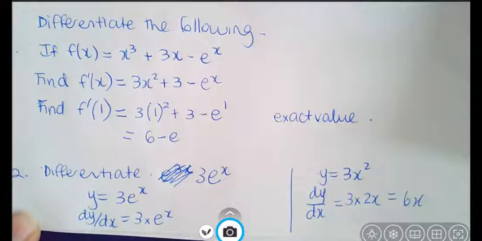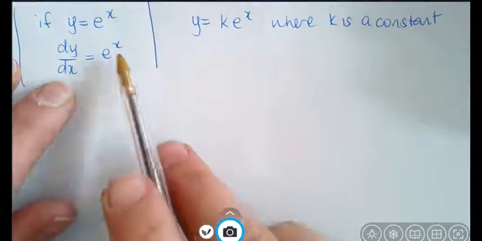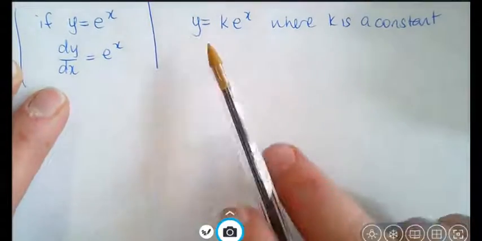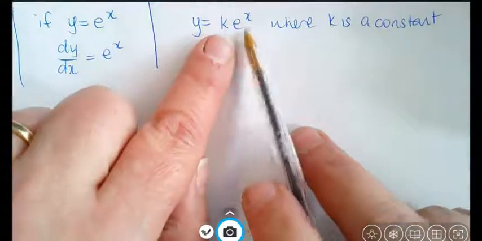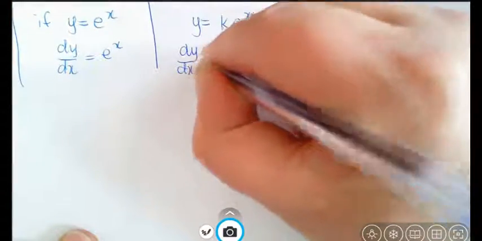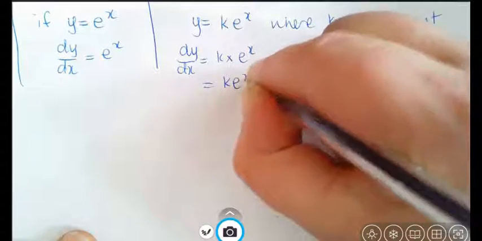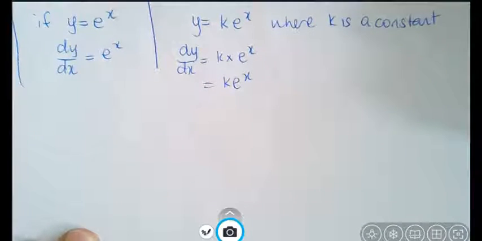I'll do some more. Actually, I'll write a rule out for that one. If y equals e to the power of x, then dy dx is also e to the power of x. Now, if y equals k times e to the x, where k is a constant, dy dx is just the constant times e to the x. It's just the same thing, because of when we were doing the ones like 3x squared.